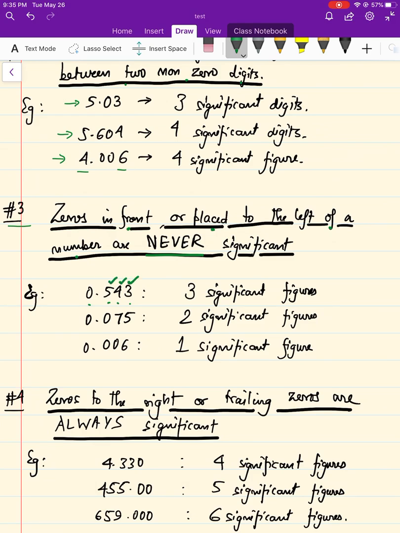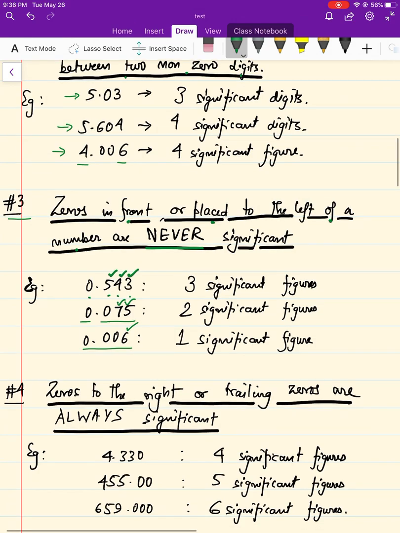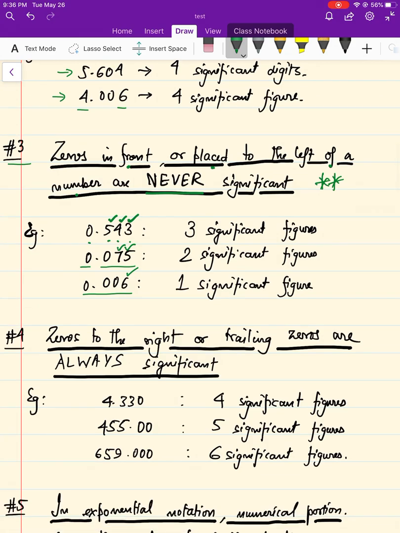Let's say if you have a number which is of this form, then it counts 2 significant digits, and if you have a number of this form, it counts only 1. So the zeros which are placed at the left of a number, all of them are insignificant. And this is a very critical step that you need to consider, because you will see that there are very close approximations to this particular rule. There are rules which are pretty much similar, but they are actually not the same.